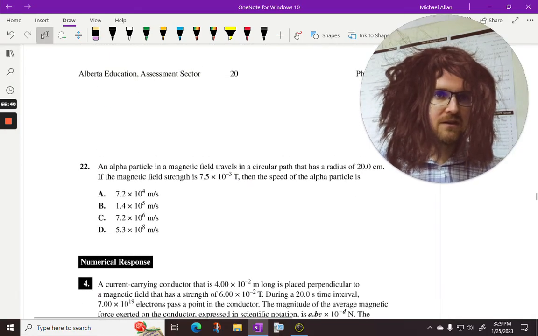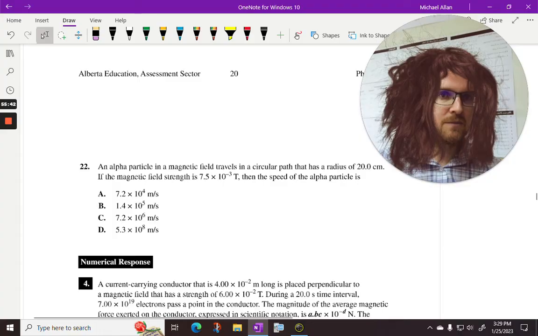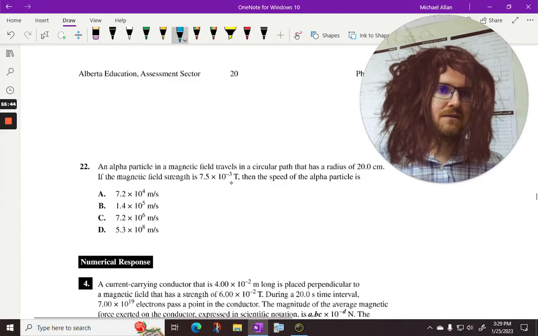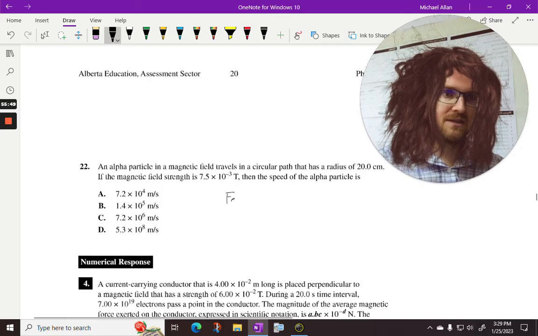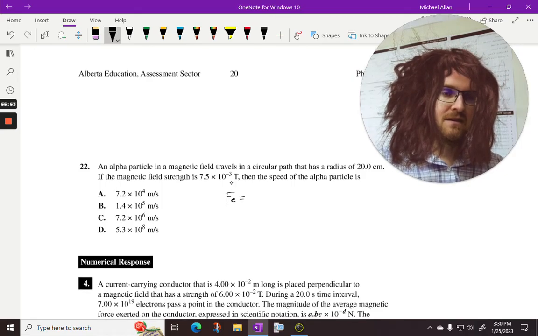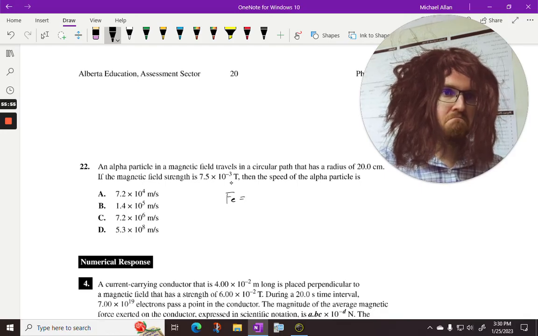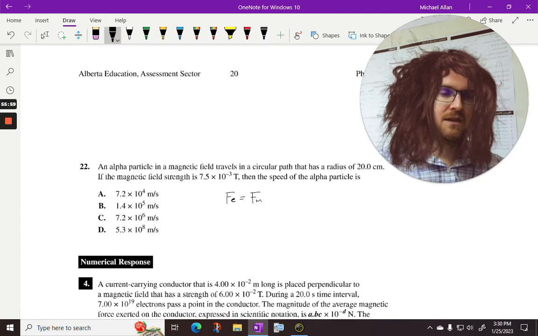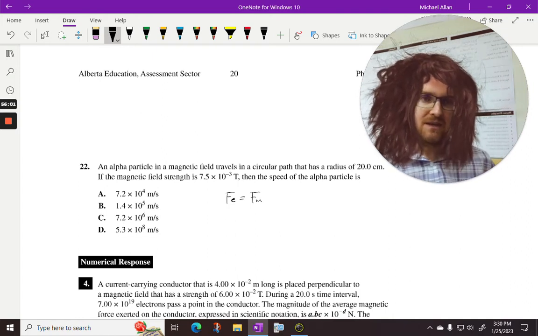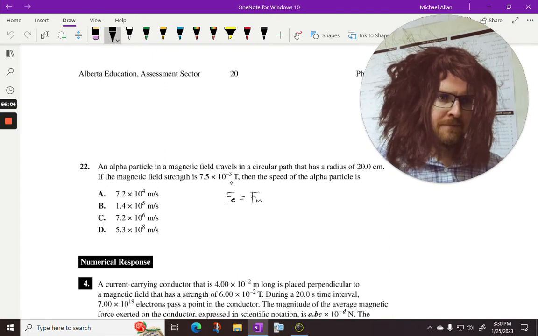The alpha particle in a magnetic field travels in a circular path. What is the speed? Okay, so just remember that it's circular. That's one thing. So there's got to be FC in there somewhere. Remember, FC is an F net. So F net, what force is here? Magnetic force, nothing else. So just the magnetic force. There's probably gravity, but the magnetic force is probably going to be way more than that because the mass of the particle is really small.